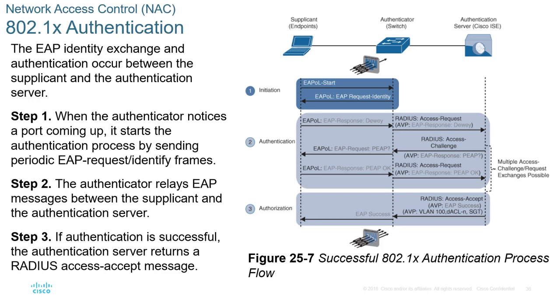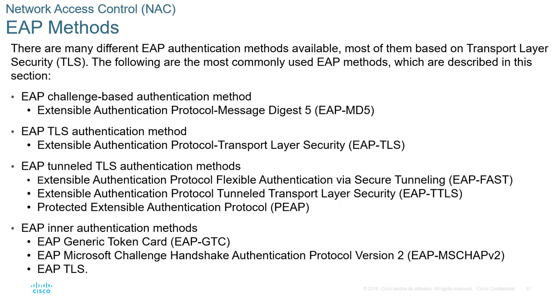Lastly, assuming everything checks out and the authentication is successful, the authentication server should return an access accept message to the authenticator. The authenticator will forward that to the endpoint, the supplicant, and authorization is essentially allowed. Sadly, we don't have a lab in Packet Tracer walking through this process because Packet Tracer and 802.1X just have some struggle. But I know that Cisco is working on a way to actually inspect this process.